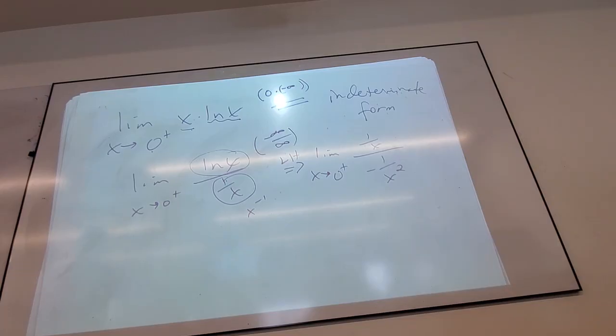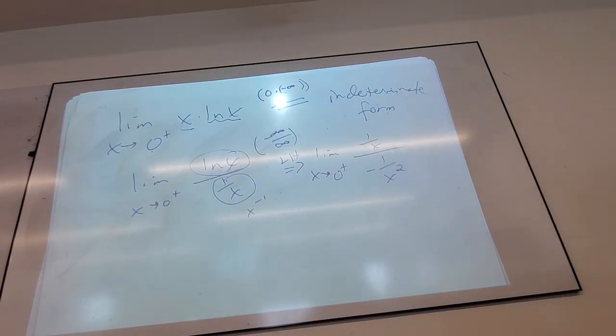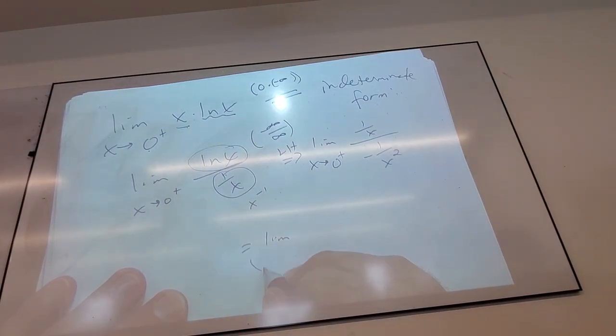So what does that say? Can you read that to me? Somebody. Yes, 1 over x divided by negative 1 over x squared. How do I divide fractions? Negative x squared over x. What are you doing there, Joe? Yes.